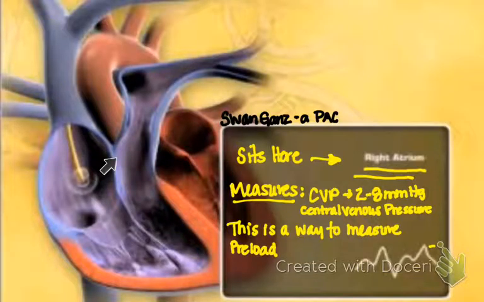Central venous pressure should be about 2 to 8 millimeters of mercury, and this is a way to measure your preload. Now it's sitting here in the right atrium, but you know your preload is your ventricle. Your CVP is measured at the bottom of your atrium, just at the ventricle, and it is the right ventricular preload or right ventricular end diastolic pressure. So just remember that is what is measured there, and it measures your CVP.